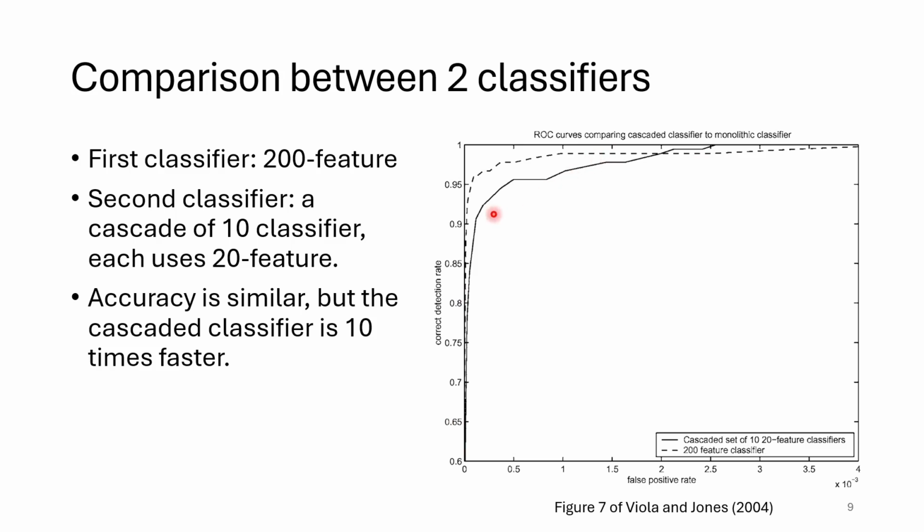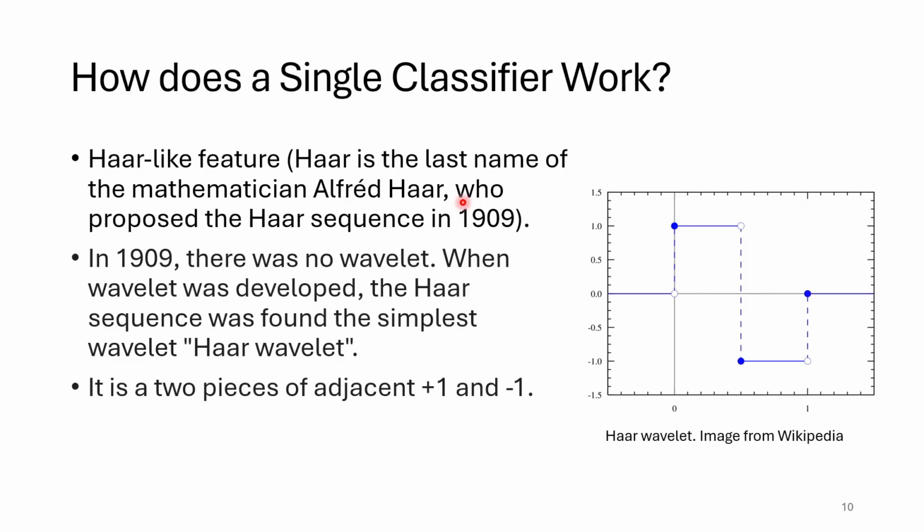But the speed, the cascade line is 10 times faster than the single classifier using 200 features. So that's their purpose, to detect the face very fast. So what is their single classifier? They use the Haar feature.